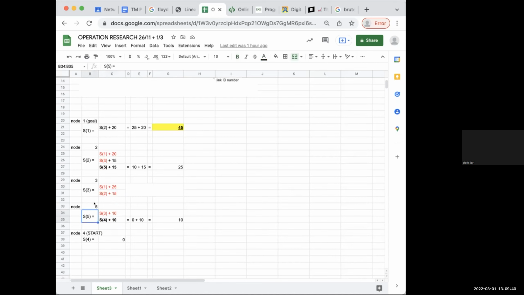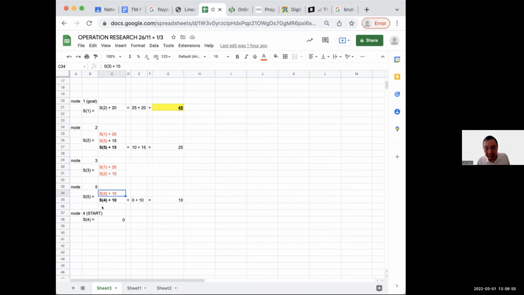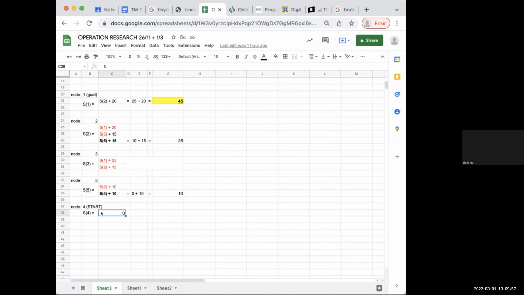So then we have node 5. Because we cannot go to node 4 because node 4 is our starting point, right? So we go to node 5 first. And we have S3, but then we already visit S3. So cannot. So I put red again. Then we found the node 4 to start, which is 0. Then we start to backtrack.